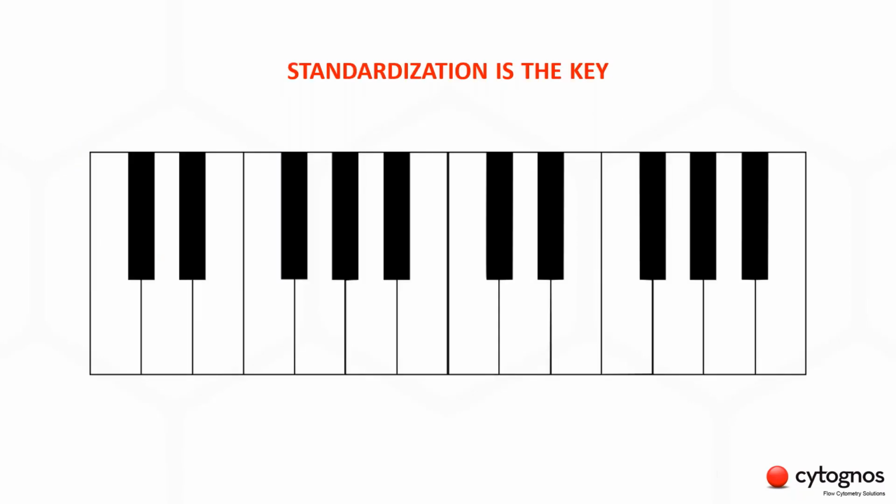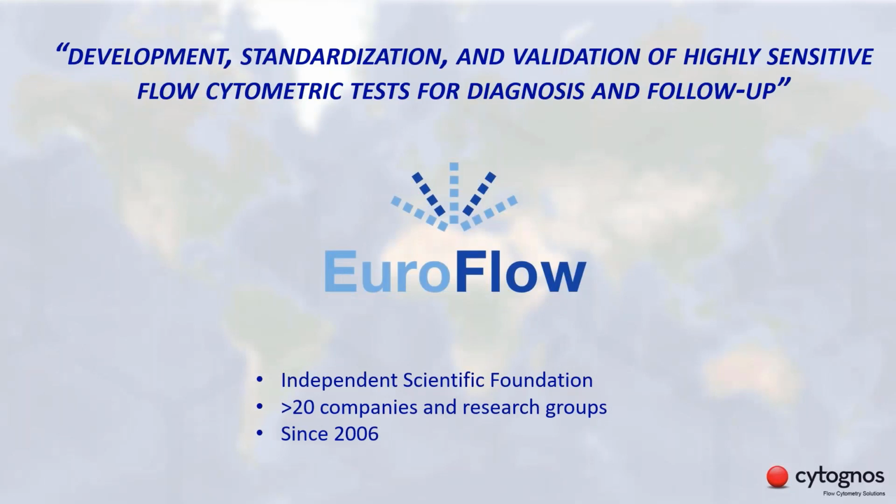So the question is, is there a way we can get consistent results over time across instruments and operators, save money and time while we comply with the regulatory bodies? The answer is yes, by standardizing all steps in our clinical routine. That's exactly what the EuroFlow method is about. The EuroFlow Group is an independent scientific foundation made up of over 20 companies and research groups, which was born in 2006 with the mission of developing, standardizing, and validating highly sensitive flow cytometry tests for diagnosis and follow-up.